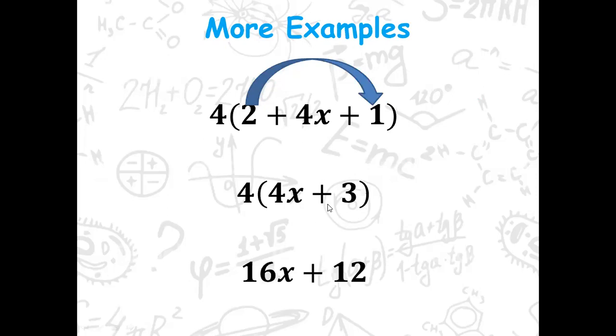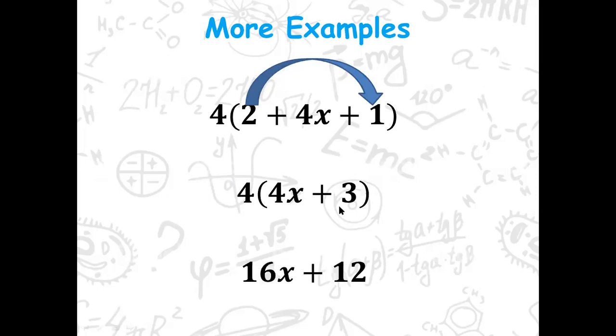Can I say 4x plus 3 is 7x? No, I can never say that because I cannot add a variable with a number. Now we are going to multiply. When you see parentheses next to a number, it means you have to multiply. So you are going to multiply each term which is inside the parentheses with the number which is outside.